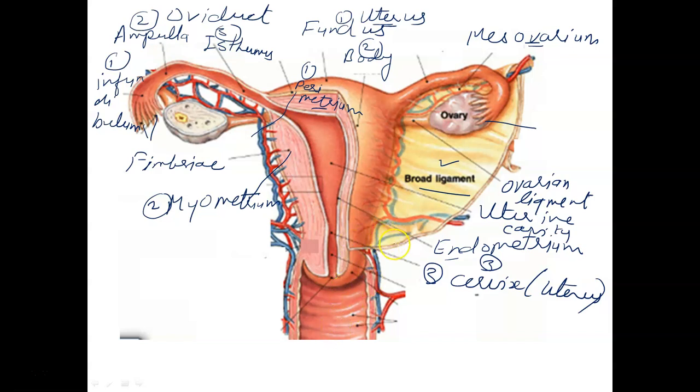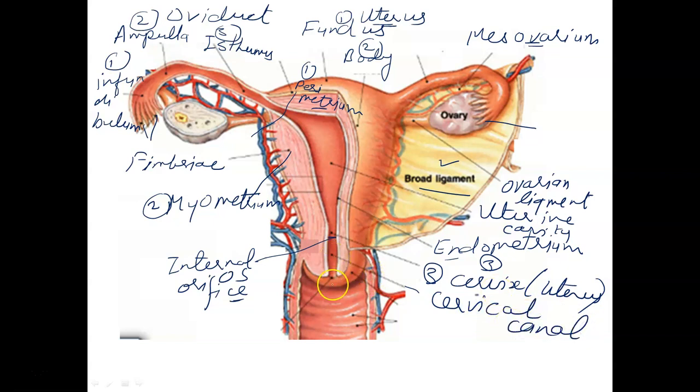So the opening into the uterine body, that is internal orifice. So this is actually the cervical canal, and this opening is internal OS, that is orifice, right? Opening. This is cervical canal. And the opening of cervix into the vagina, that is known as external orifice. So this is external orifice, right? The vagina and the cervix, these two together form birth canal. So this is vagina.